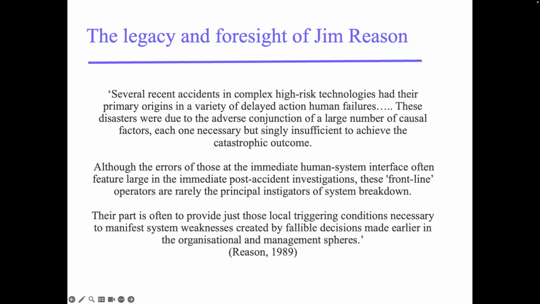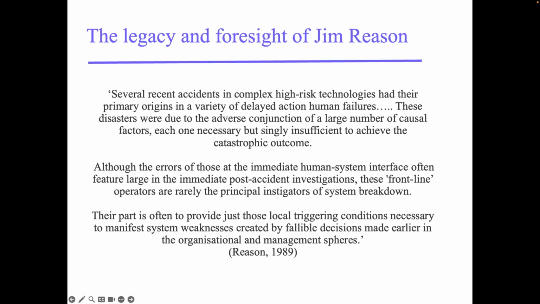Then in the next paragraph, he goes on to say, although the errors of the people at the human system interface, this is sort of pilots or people working in the oil industry or healthcare, whatever, feature large in the immediate post-accident investigation. That means we immediately go to the nurse or doctor who made a mistake. He says these frontline people are rarely the principal problems in a system breakdown. And he goes on to say that they just provide those local triggering conditions to manifest system weaknesses.